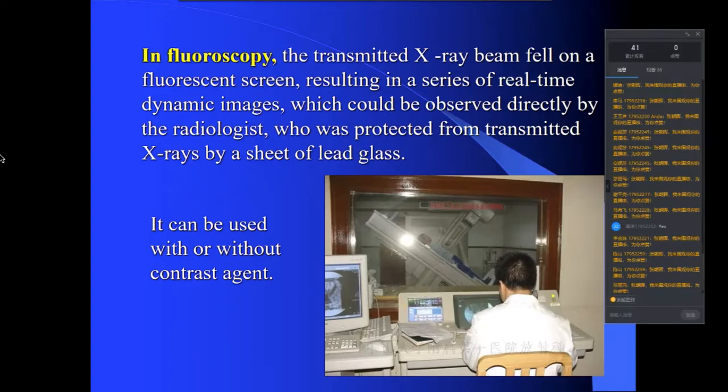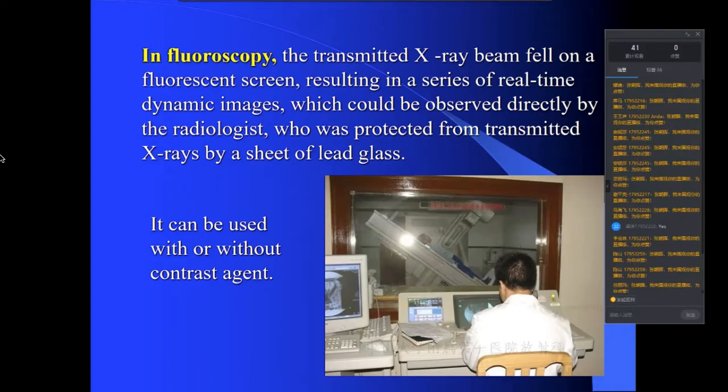In fact, in the examination of the digestive tract, as this picture shows, radiologists use fluoroscopy techniques to observe the digestive tract in real time from multiple angles before taking films. In this way, they can not only observe the contour of the digestive tract, but also evaluate its physiological movement.